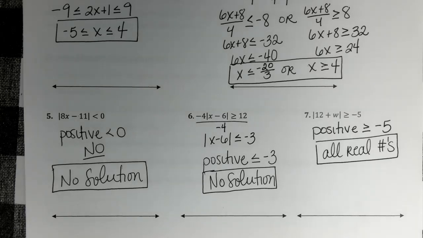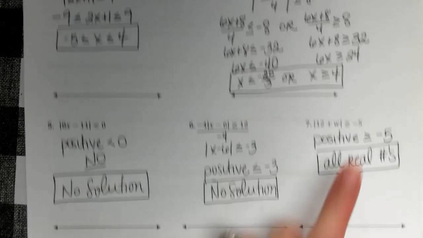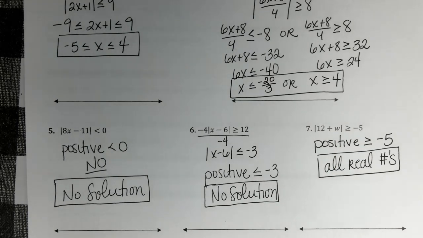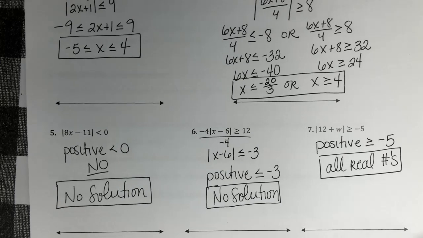So here we are again with a negative. Alarms going off in your head. Something is not right. It's a special case. You have to think about the relationship. Is that going to be true or is that going to be false? If it's true, positive always greater than a negative, that's all real numbers. False would be no solution. Okay? You understand that?